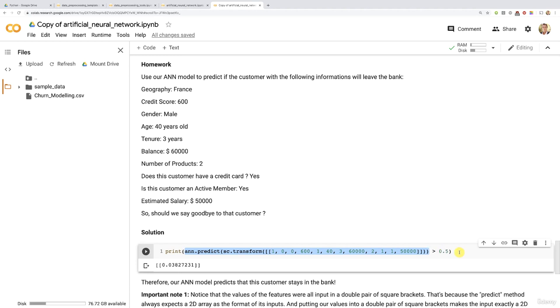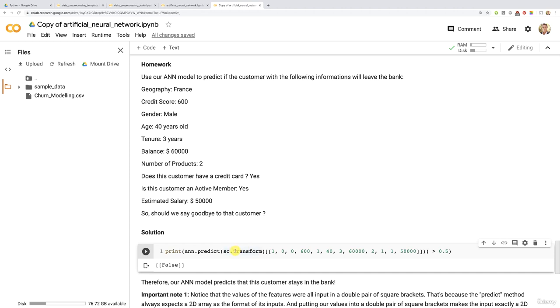And therefore, now if we execute this cell, we will of course get the final outcome, which is of course 0, or False. False, we should not say goodbye to that customer. The customer won't leave the bank. In other words, they'll stay in the bank. So, good news for the bank. But anyway, I just wanted to show you how to use your artificial neural network to predict the outcome of a single observation, meaning a single customer.